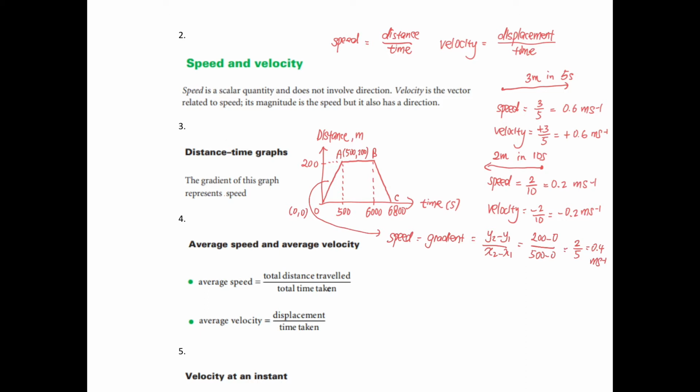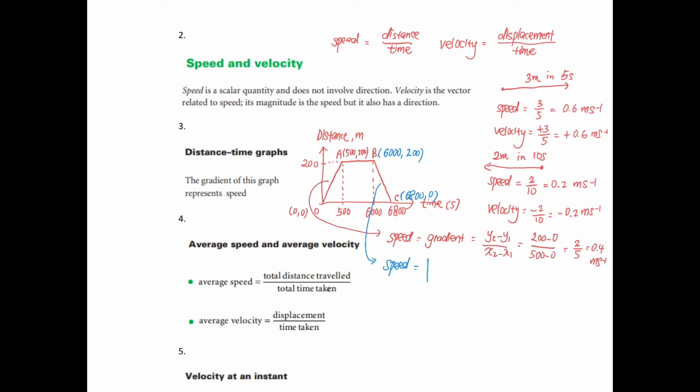And for the speed where we come back from the school, let's say this one, again we have to use the gradient. So this is B at 6,000, 200 and C is 6,800, 0. When we count the gradient for this situation, you will get a negative gradient because the graph goes down, but speed is a scalar quantity. So you have to purposely put a modulus there to avoid a negative value.